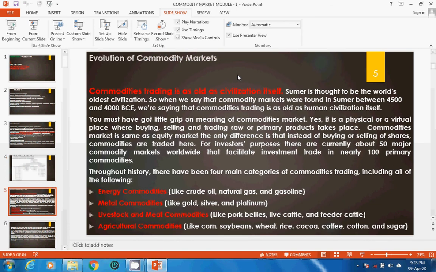Dear friends, now let's understand something about the evolution of commodity market, how the commodity market has evolved. Commodities trading is as old as civilization itself. As you know, Sumer is thought to be the world's oldest civilization. So when we say that commodity markets were found in Sumer between 4500 and 4000 BC, we are saying that commodities trading is as old as human civilization itself.